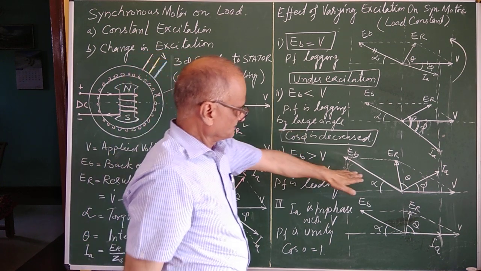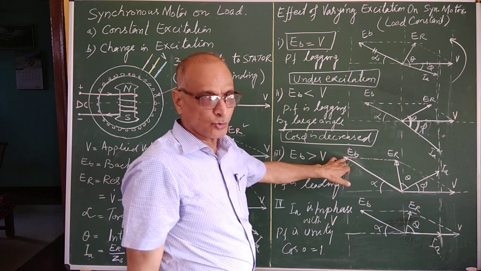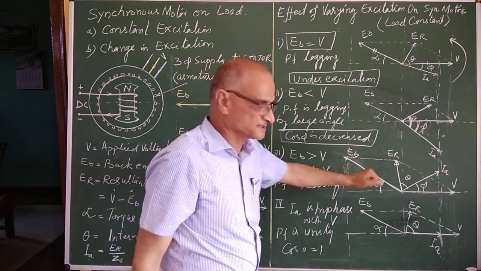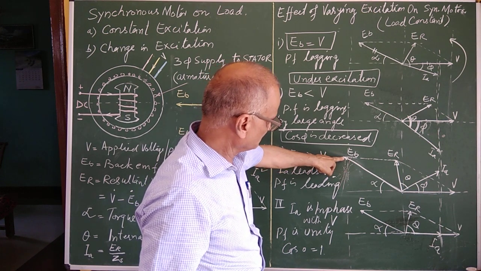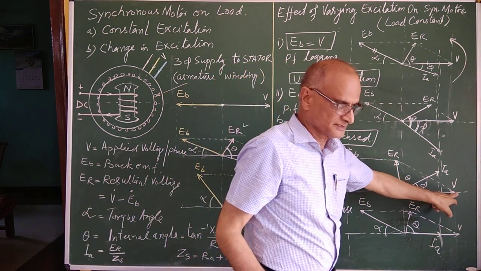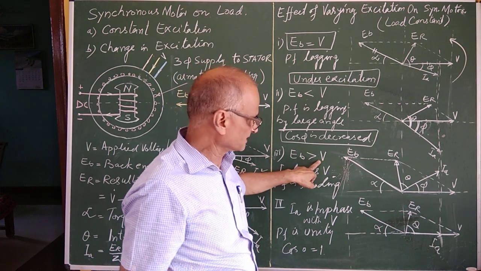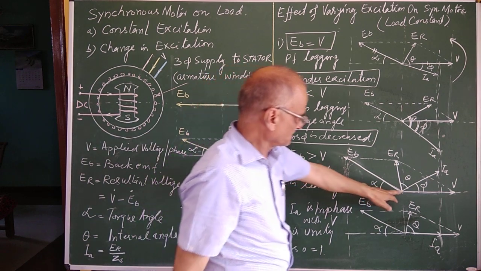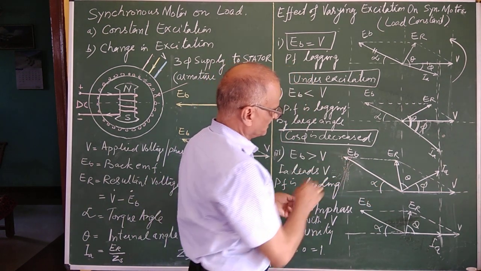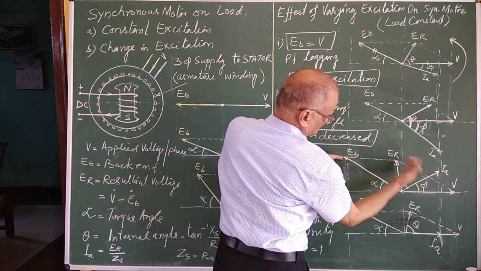Now the third case is a very interesting case. It's called over excitation. Means we have increased the excitation a lot, and EB has increased beyond V. EB has become greater. This is called over excitation. So in over excitation, EB is increased. When EB is increased, resultant voltage ER is shifted to this side.